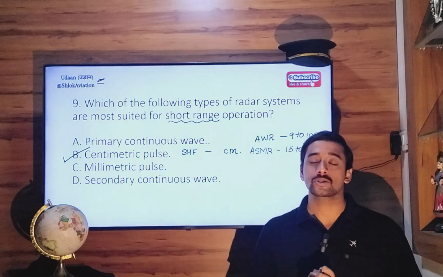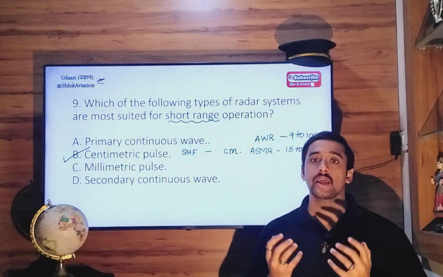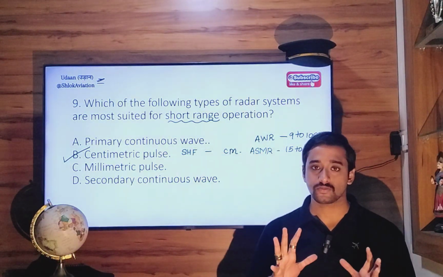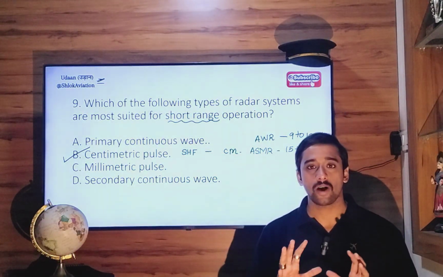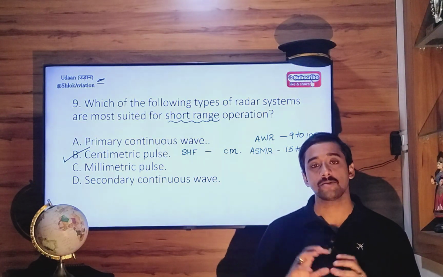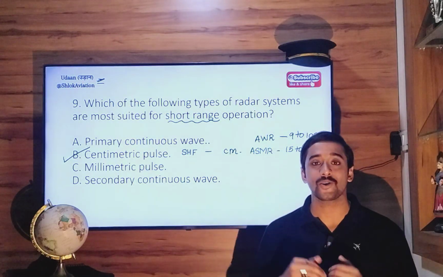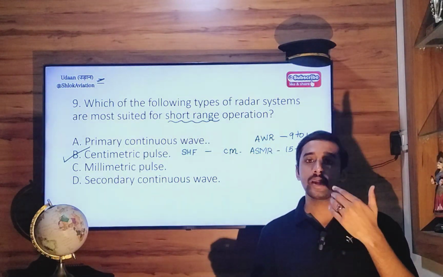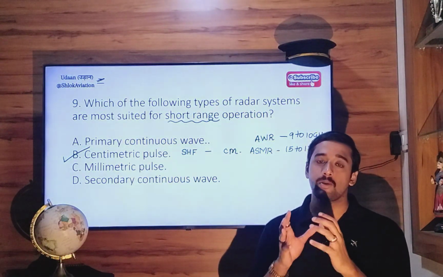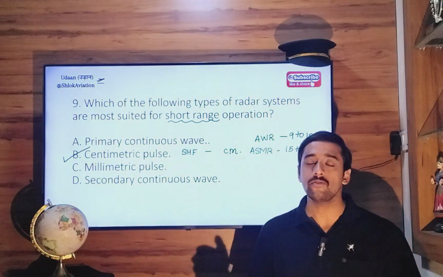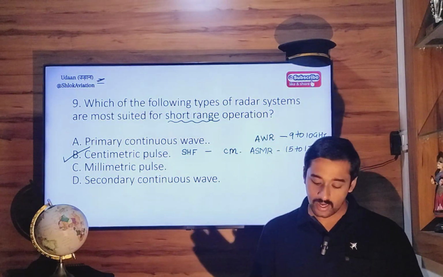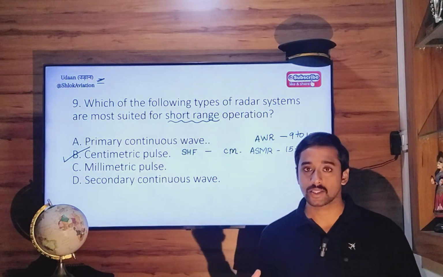Since the ATC controller is only concerned about the airport area, the range of this radar need not be very great. It can be 4 to 5 nautical miles. In case of airborne weather radar, similarly, we do not need great ranges, because we are only concerned about weather which is going to be encountered in our flight path, just in front of us. So 20-30 nautical miles is enough. That's why airborne weather radar will also have centimetric pulse.